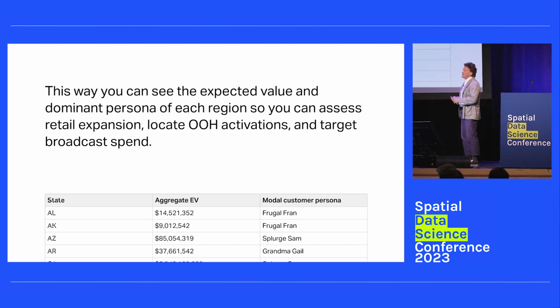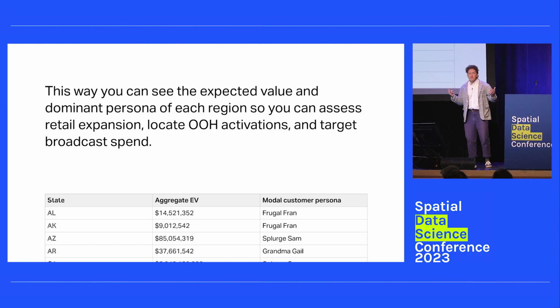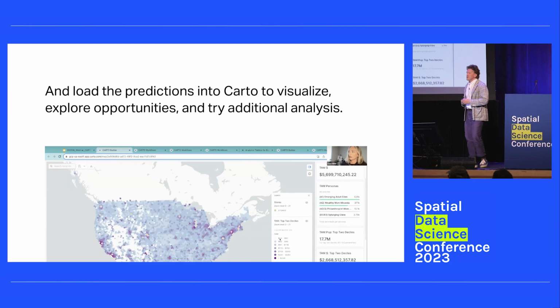And then you can add that up if you want to get a strategic high-level sense of what your company's opportunity is. You can use lower-level aggregations to figure out where you should maybe open a new store or work with an out-of-home provider to put up billboards, maybe direct broadcast spend. These are all different things you can do using prediction aggregated to various levels.